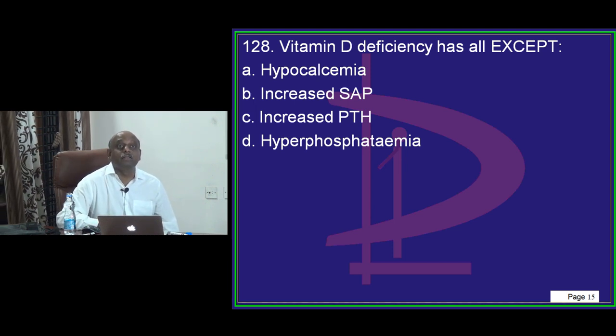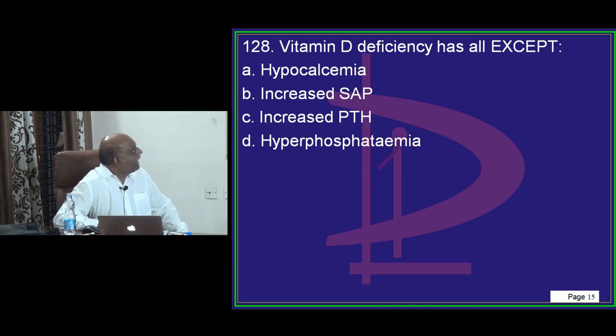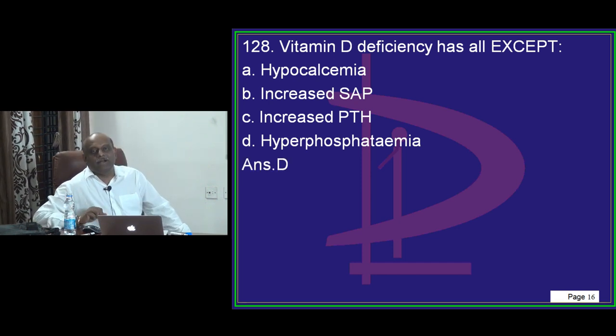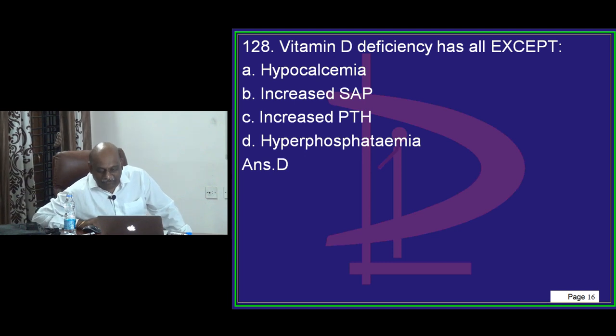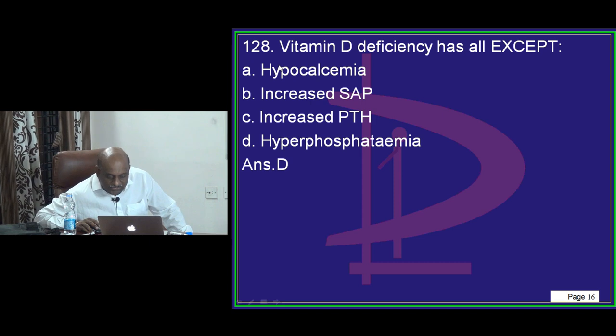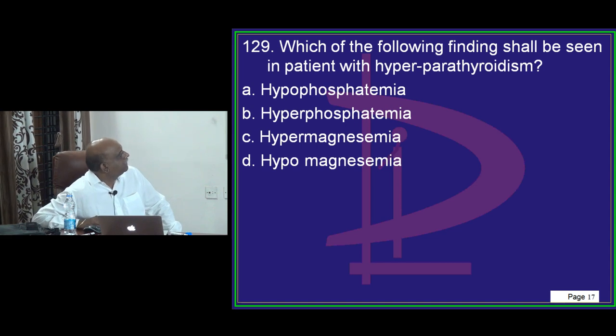128. Ravi proposes hyper nahi hota, hypo hota hai. Ravi Zindabad. That's good, Ravi. Proud of you. Right? Then Dasari also correct answer. Ashima also correct. Absolutely.